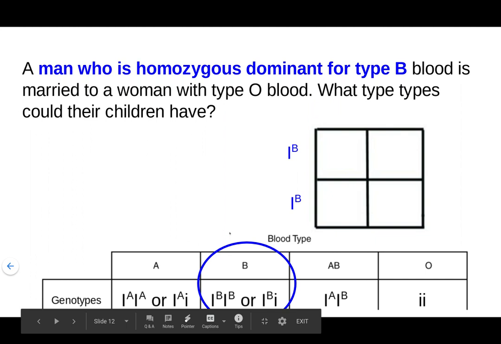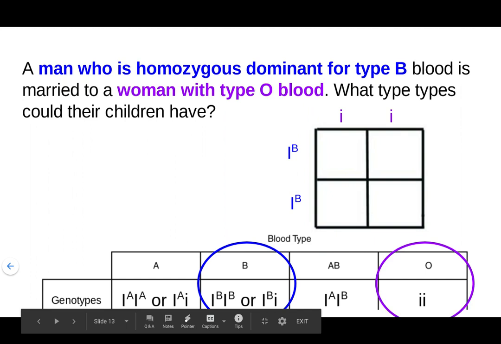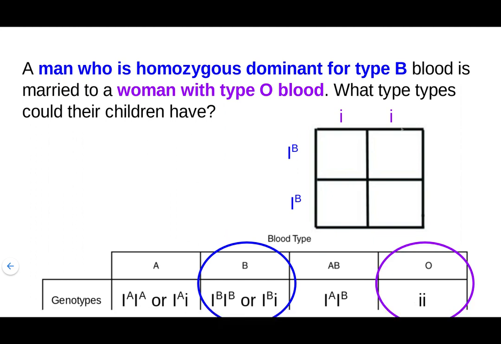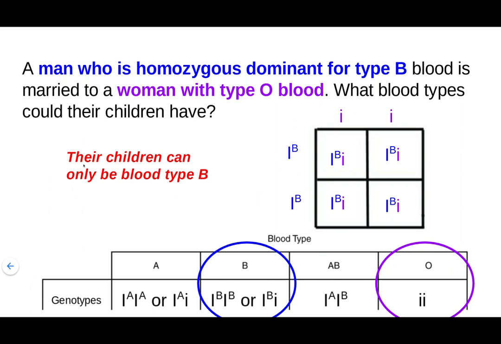He's homozygous dominant, so I used IB, and I spread them on this side. The woman is blood type O. The only way to be blood type O is to have two recessive alleles, so I plopped those at the top. Again, I'm going to drop down and drag across, and the capitals still get listed first. So I have IB with a little i in every single one, because they're all going to be the same in this case. The man always passes an IB. The woman always passes a recessive i. So in this case, their children can only be blood type B, and all their children are going to be heterozygous for blood type B.